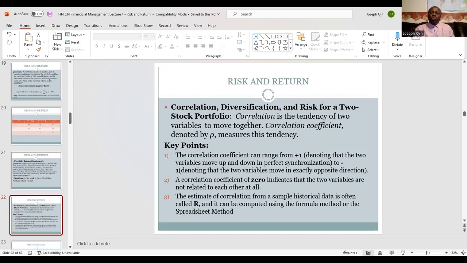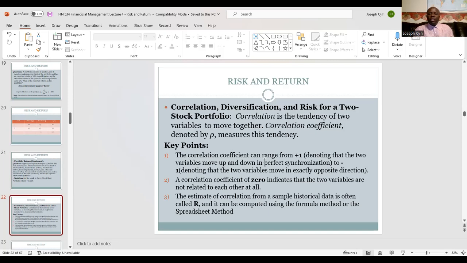Now, we use correlation to assess the tendency of two variables to move together. And usually we calculate what is called the correlation coefficient, denoted by rho, to measure this tendency. Now, here are a few things you need to know about the correlation coefficient in relation to stock return, risk and return. The first thing is that the correlation coefficient ranges from +1 to 0 to -1.